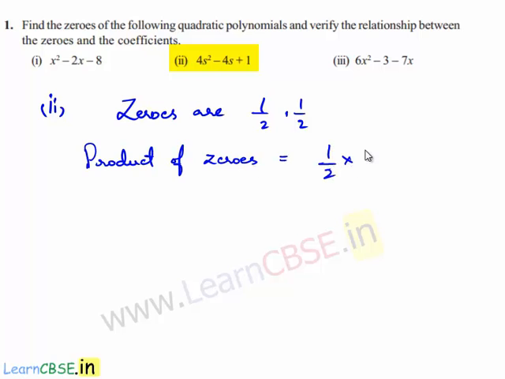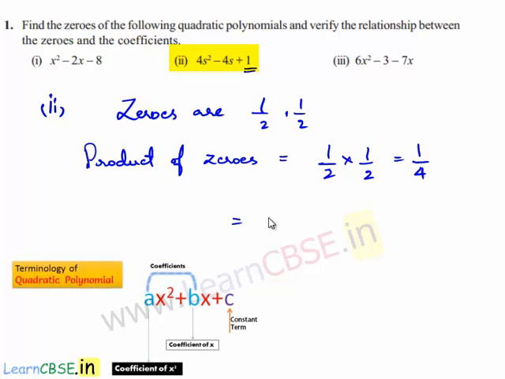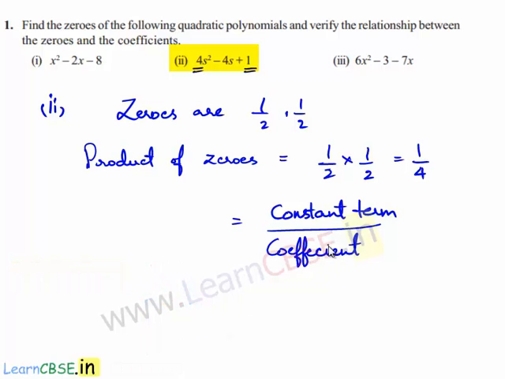1 by 2 times 1 by 2, which is 1 by 4. So 1 is nothing but the constant term and 4 is nothing but the coefficient of s square. So we can say that the product of the zeros is equal to the constant term divided by the coefficient of s square.